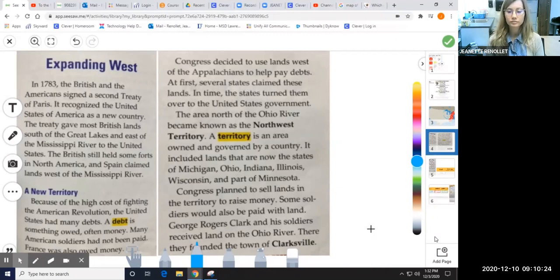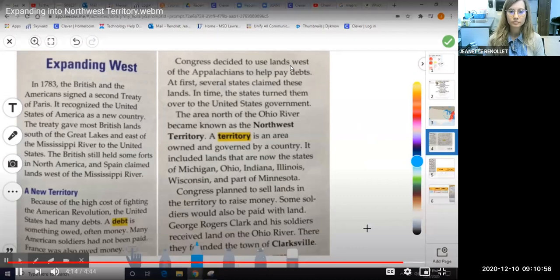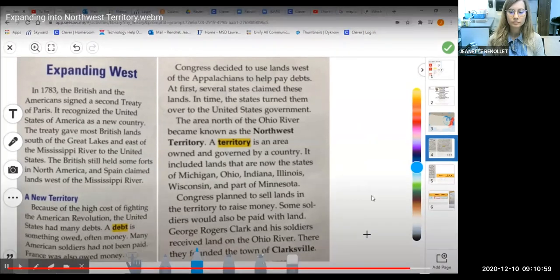The area north of the Ohio River became known as the Northwest Territory. A territory is an area owned and governed by a country. It includes lands that are now the states of Michigan, Ohio, Indiana, Illinois, Wisconsin, and part of Minnesota. Congress planned to sell lands in the territory to raise money. Some soldiers would also be paid with the land. George Rogers Clark and his soldiers received land on the Ohio River, and there they founded the town of Clarksville.